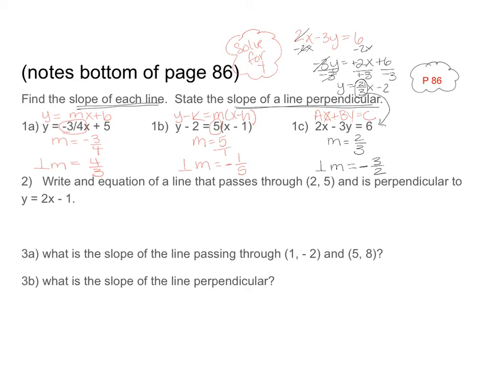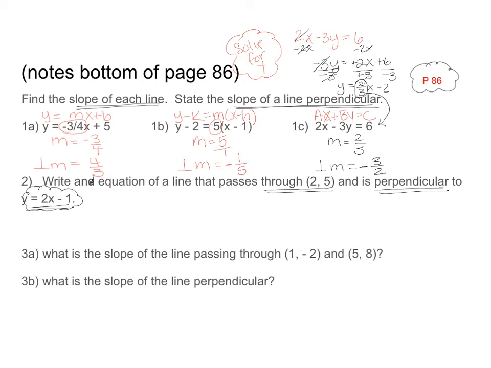So let's take a look at another problem. Please write this one down at the bottom of page 86. Write an equation of a line that passes through this point and is perpendicular to this line. So this is similar to problems we've already done with parallel lines. So you're given this equation to figure out the slope. It's got to be perpendicular to this line.